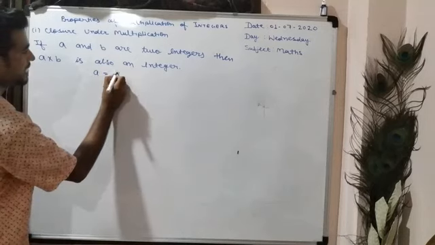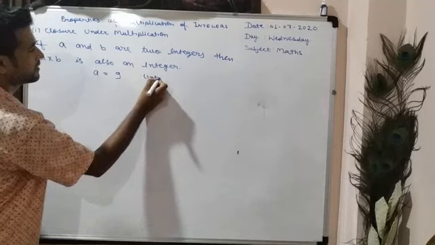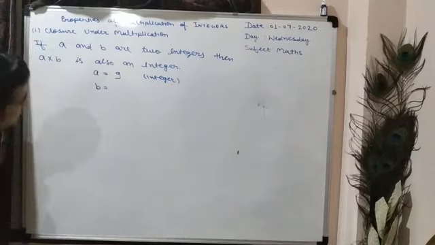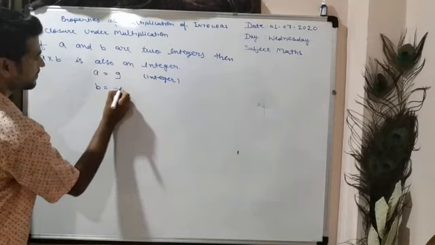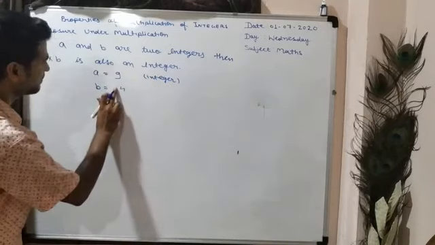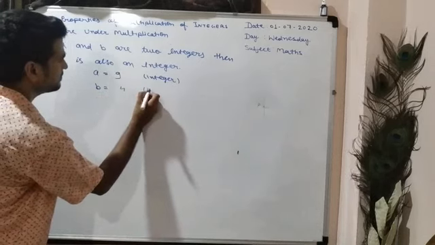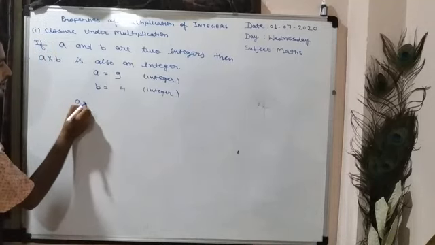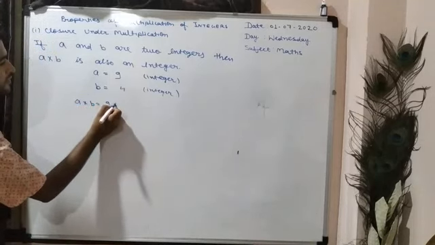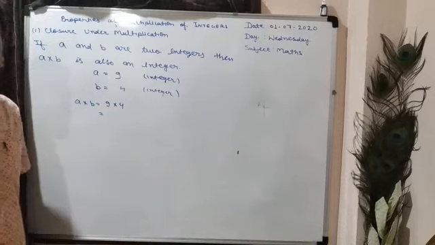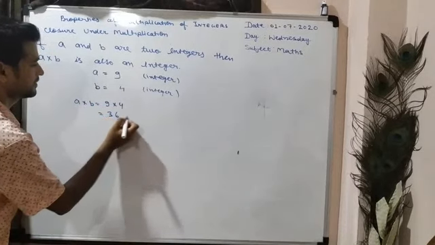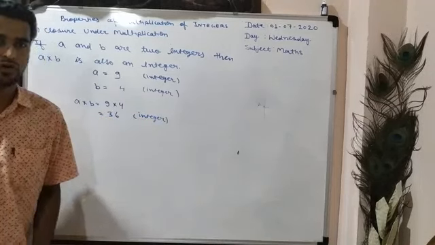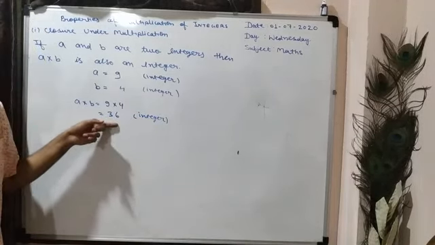We are taking an example. a is equal to 9, and 9 is an integer. We are taking variable integer b. b is equal to 4. This is also an integer. Now we will check a into b. 9 into 4. What is 9 into 4? 36. 36 also is an integer.